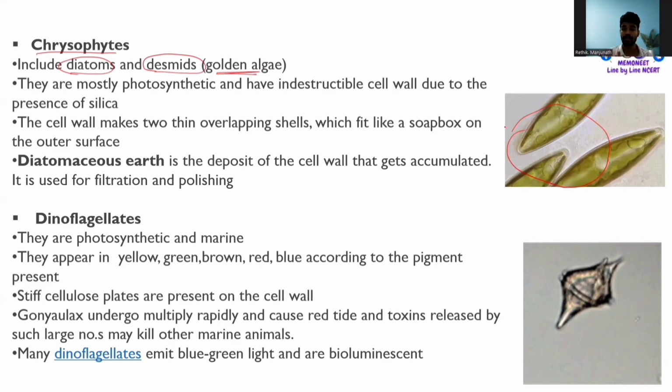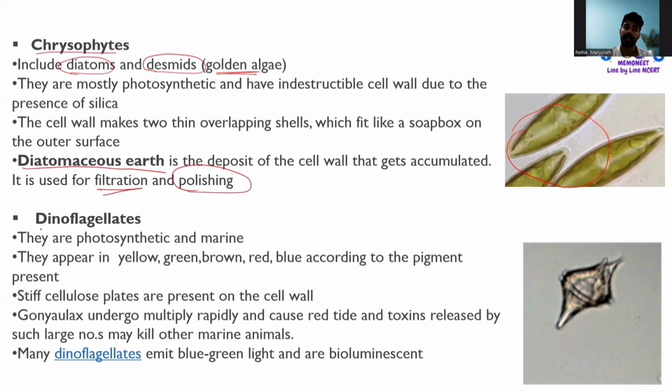The deposition of the cell walls accumulates on the surface and makes a hard kind of structure. This is called diatomaceous earth. This is again very important. Diatomaceous earth is the deposit of cell walls that gets accumulated. Since their cell wall is made up of silica, which is really very hard, they are normally used for filtration as well as polishing purposes.